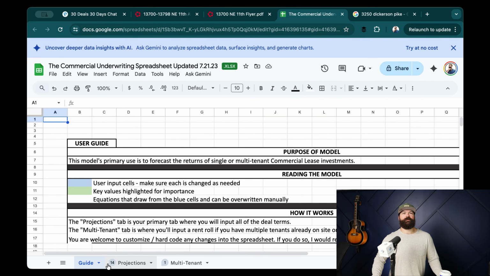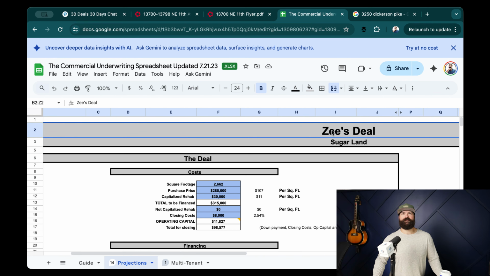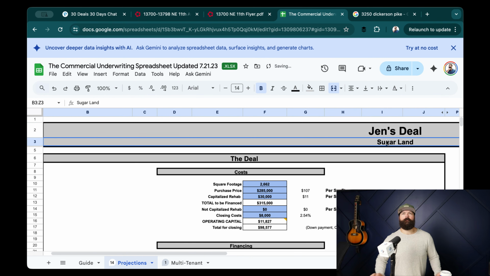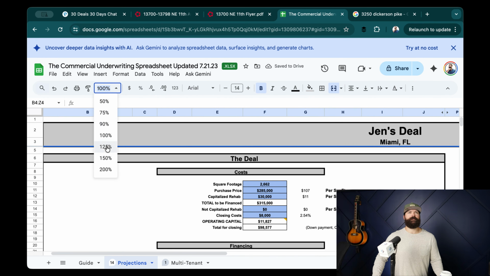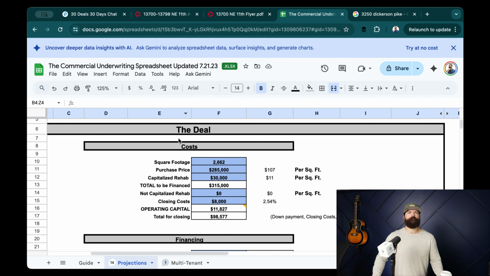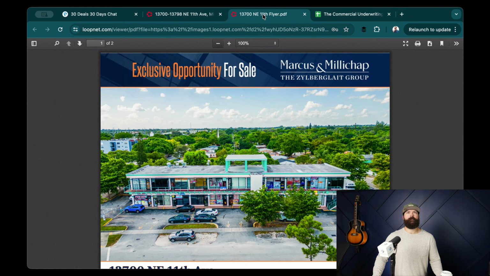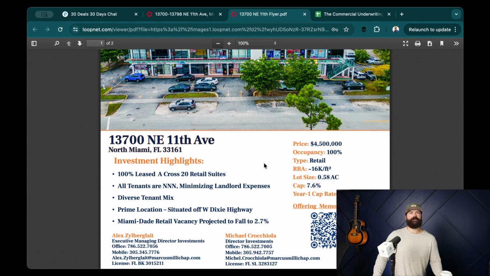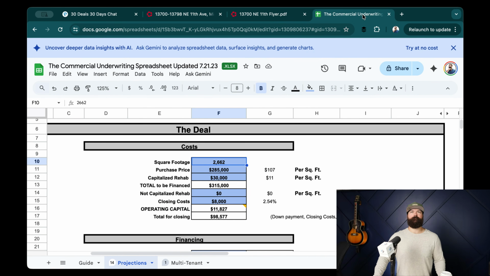Okay, let's start throwing this one into the spreadsheet. So this one is Jen's deal, and we are in Miami, Florida. Okay, let me zoom in a little bit so you guys can see this better. So we said the property was 16 and a half. That's not what I wanted. It says approximately 16,000 here. It says 16,448. Let's go with 16,448.